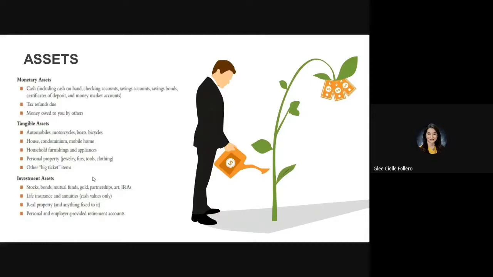Okay, so examples are stocks, bonds, mutual funds, life insurance, annuities, real property. So, di ba, tangible or intangible siya. So, example of a tangible investment asset is your real property. Okay? And then we have the personal and employer provided retirement accounts. So, those are examples of investment assets. Yung nakakapag-provide sa inyo ng additional income or passive income.